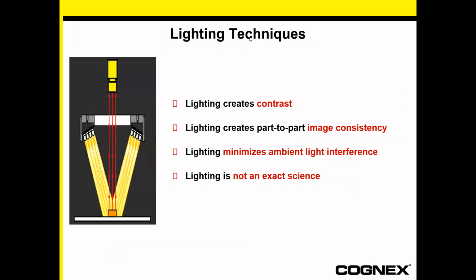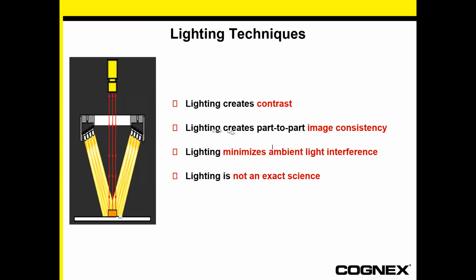So lighting techniques are critical when it comes to machine vision. With the image, we don't want it changing. We want it to be consistent so that we can look for variations in the part and not see variations in the environment. So lighting creates contrast. Whatever it is we're looking at, we want to have a good contrast of our part compared to the background.